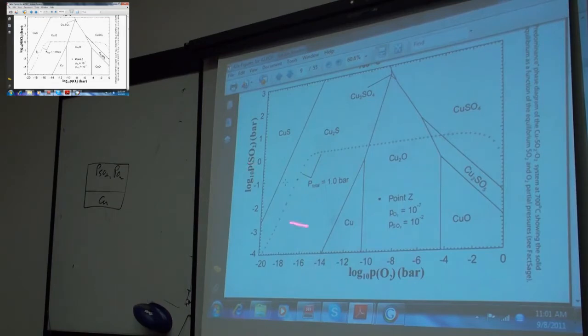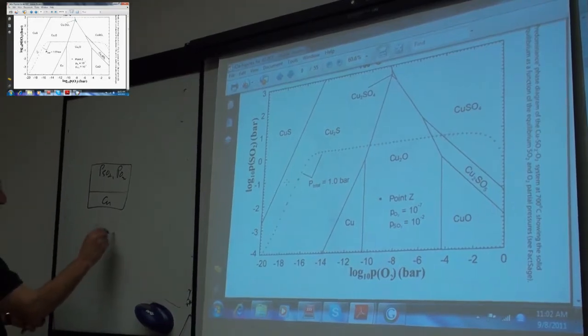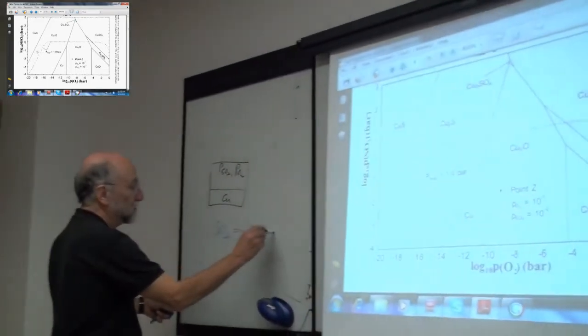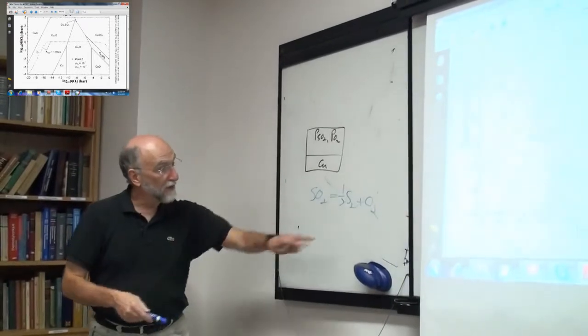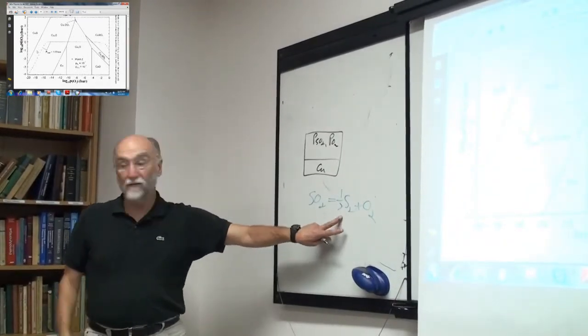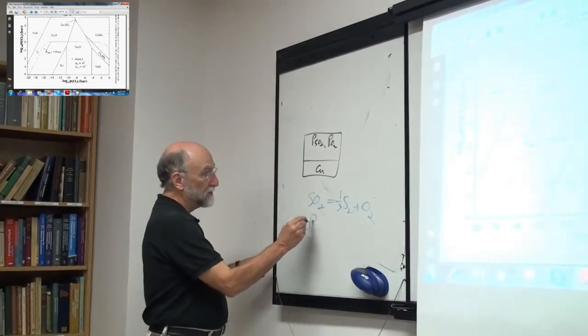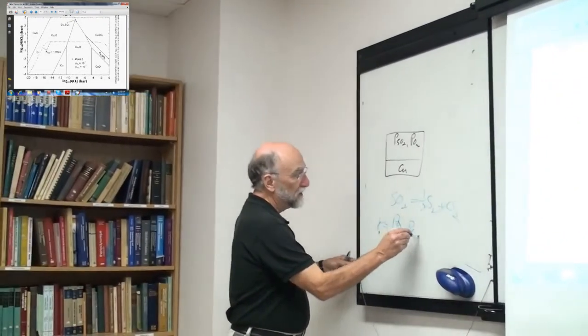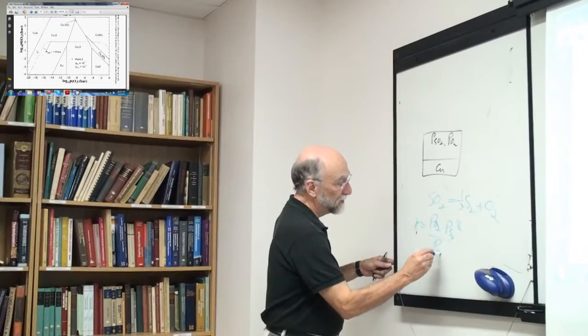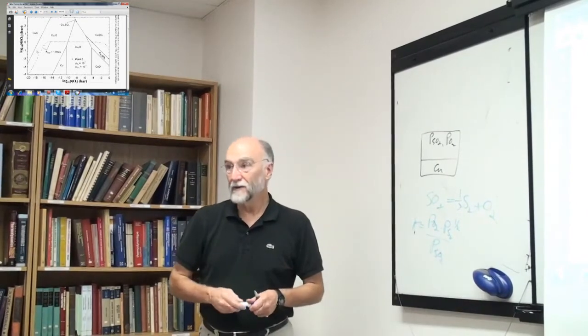The trouble is SO2 and oxygen are by no means the only gases in the system. The most important other one is sulfur, so SO2 gives you 1/2 S2 plus oxygen. If you have a very low partial pressure of oxygen, you're going to have a very high partial pressure of sulfur, because the equilibrium constant is equal to PO2 times PS2 to the 1/2 divided by PSO2.